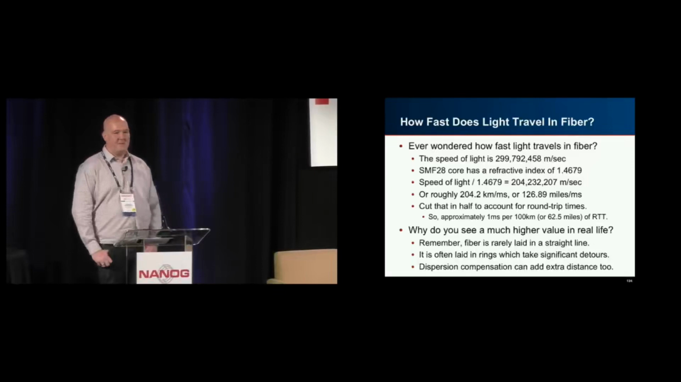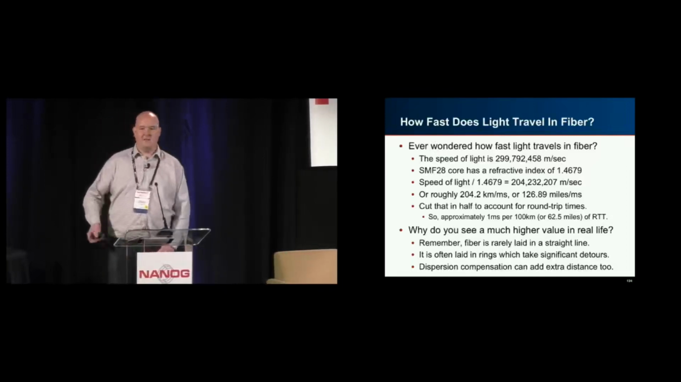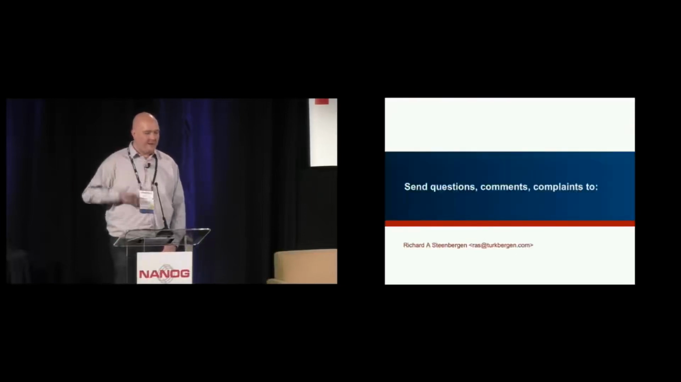It usually zigzags between population centers. It gets laid in rings. There might be dispersion compensation spools. There might be all kinds of other mechanisms happening here. So the fiber itself is actually a much longer route than the mileage might indicate. And that's pretty much it. Questions?